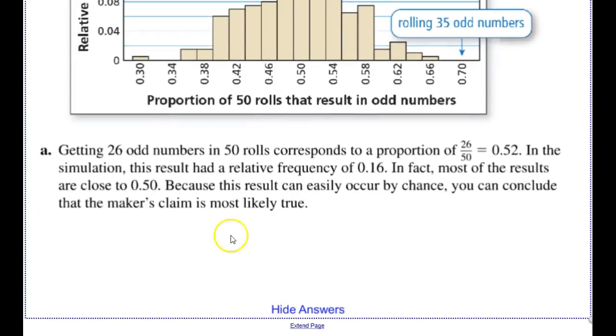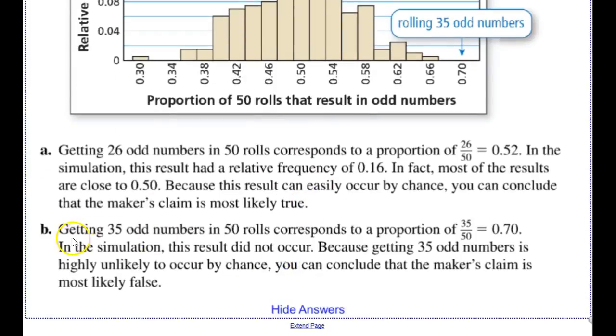Now let's look at part B, rolling 35 odd numbers. Getting 35 odd numbers corresponds to my proportion of 35 over 50, which is 0.70. In my simulation, this didn't happen, ever. Because getting 35 odd numbers is highly unlikely to occur by chance, right, because I tried this a bunch of times and it's highly unlikely, I can conclude that the maker's claim is most likely false, because they told me that it was a matter of chance, and you're showing here that that's not true.